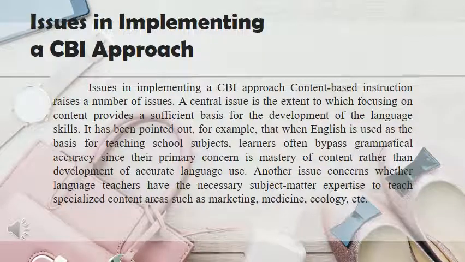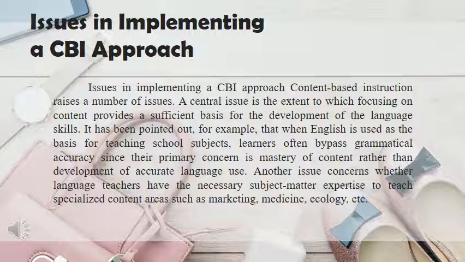Next is issues in implementing a CBI approach. Content-based instruction raises a number of issues. A central issue is the extent to which focusing on content provides a sufficient basis for the development of the language skills. It has been pointed out, for example, that when English is used as the basis for teaching school subjects, learners often bypass grammatical accuracy since their primary concern is mastery of content rather than development of accurate language use.